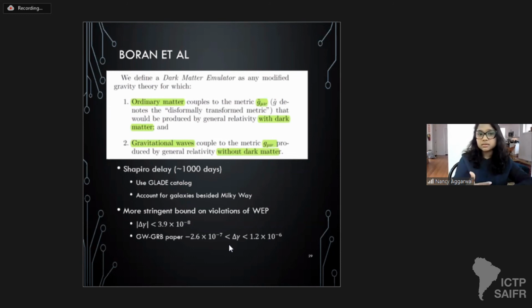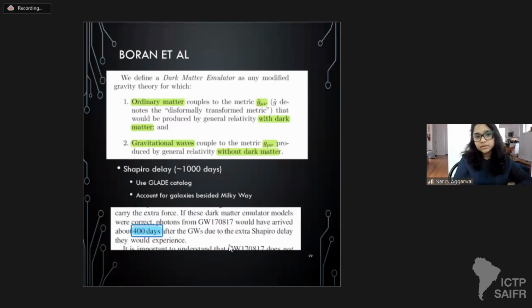And for me, the punchline from this test is that if any of these models were correct, then the photons would have arrived 400 days after the gravitational waves were seen on Earth, and not these few seconds after the gravitational waves that we actually observed. So this is a very strong indication that maybe these modified dark matter emulators, we need more work on those, or maybe we need to start thinking in other directions.